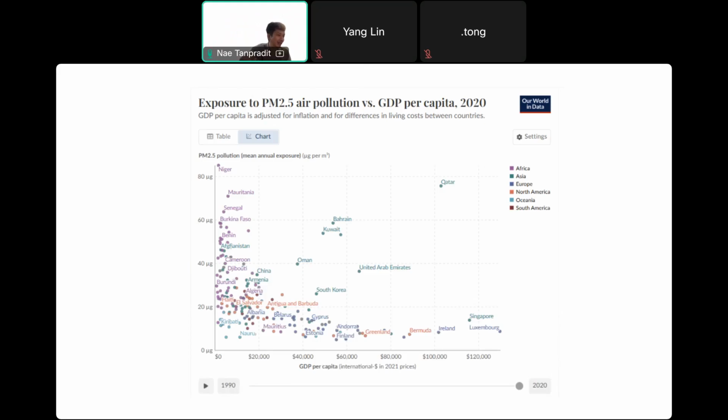Okay, and this graph depicts the exposure to PM2.5 per GDP per capita. What are we seeing? The x-axis is GDP. You see the rich countries on the right side and the poor countries on the left side, and the PM2.5 level is on the y-axis, the vertical axis. So you see that many of the rich countries have a lower level of PM2.5, and many of the poor countries have a higher PM2.5 pollution level.